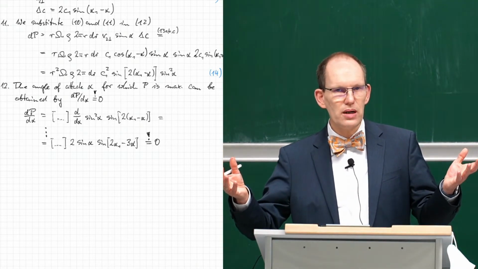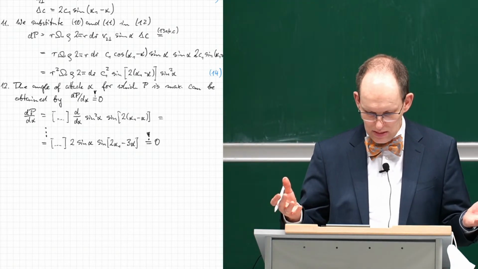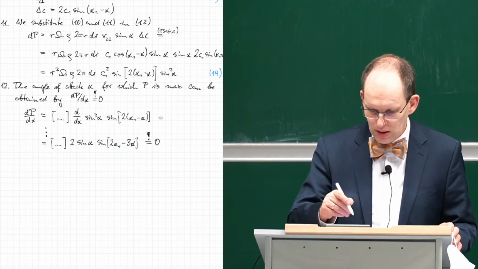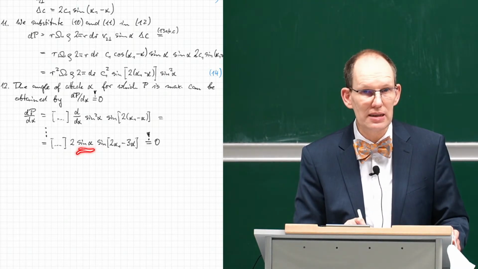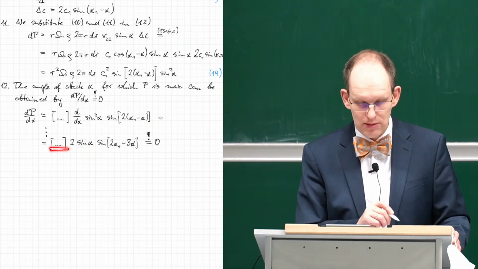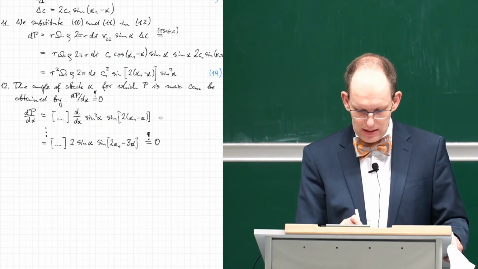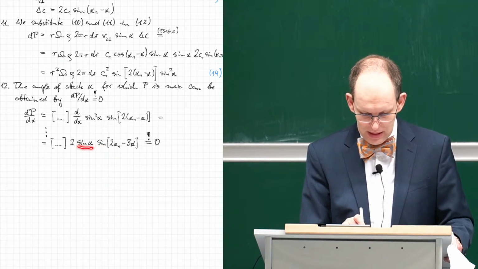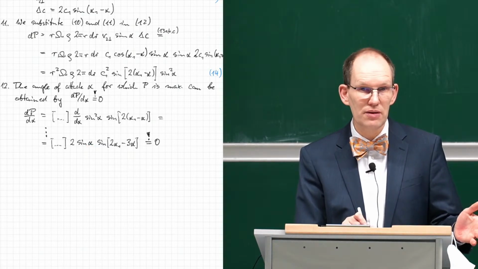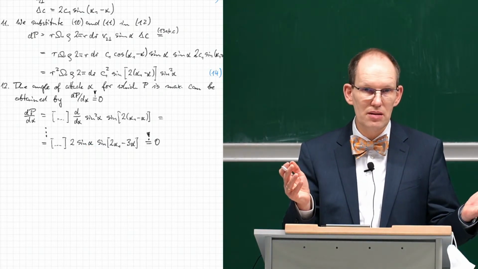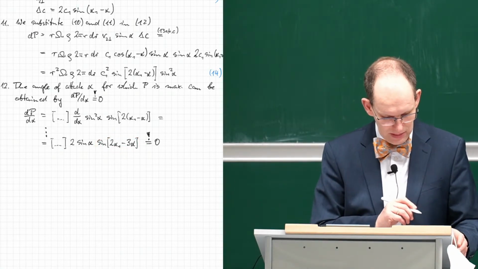And of course, the product is only 0 if one of its factors is equal to 0. Probably this one won't be 0. That wouldn't make sense, right? Of course, this is not 0 anyway. So the only thing is that this sine here, well, why can't this be 0? Because then alpha would be 0, and we know if the angle of attack is 0, there is no lift. So this part here should be equal to 0.